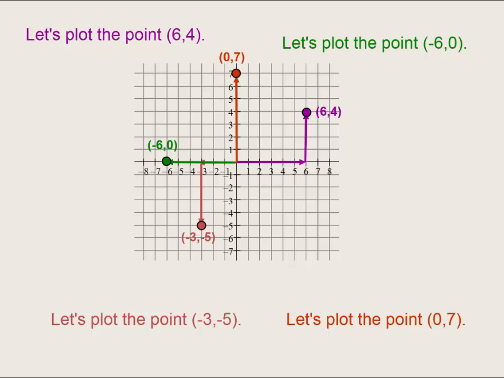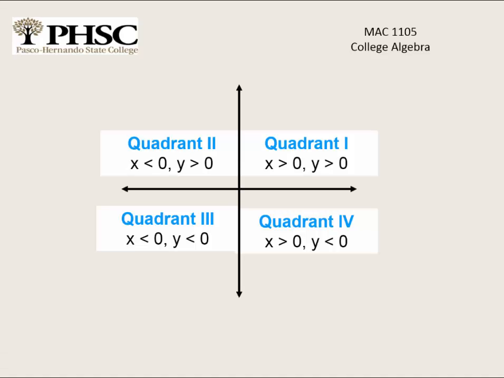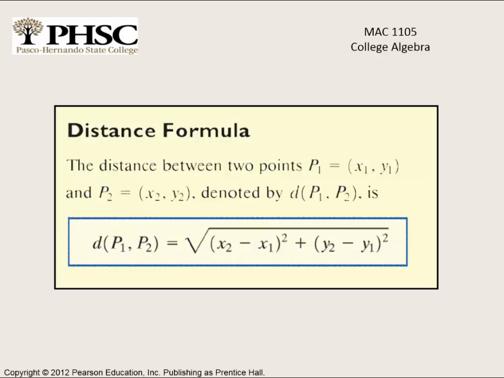So the next thing that I want to talk about is the quadrants. So in an x and y plane, we have 4 quadrants. The first one is quadrant 1, and here both x and y are greater than 0, so they're both positive. In quadrant 2, your x is negative, so it's less than 0, and your y is greater than 0. In quadrant 3, they're both negative, so x and y are both less than 0. And then in quadrant 4, your x is greater than 0, but your y is less than 0, so therefore your y is negative.